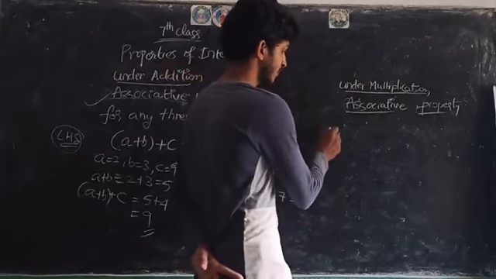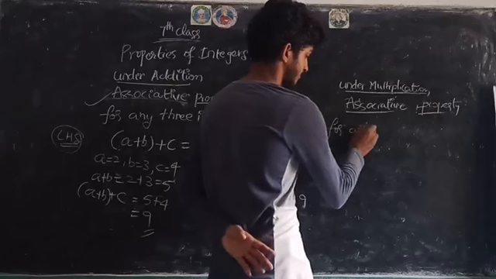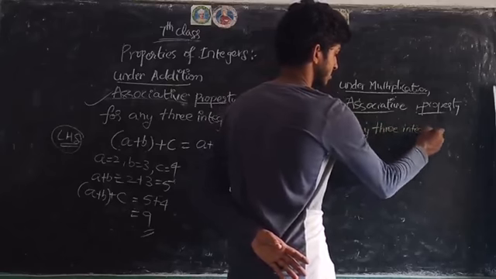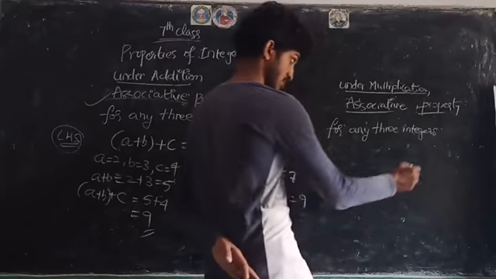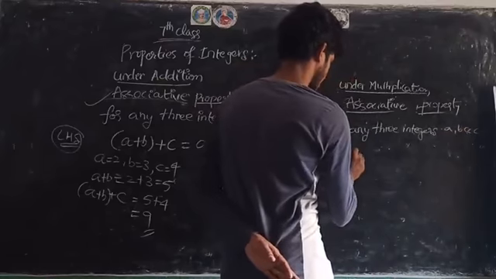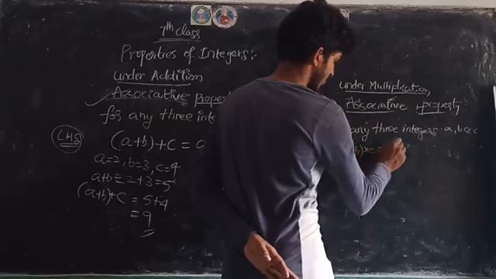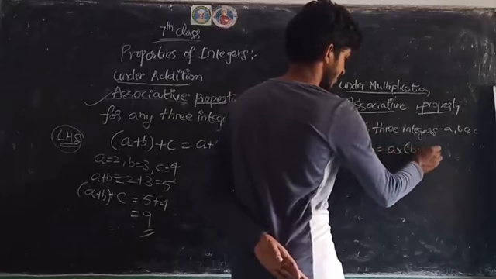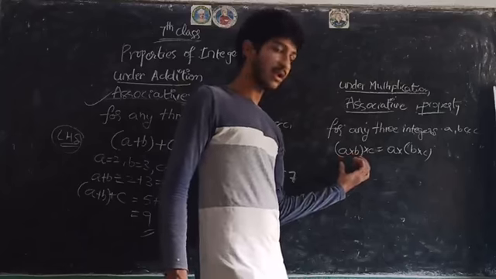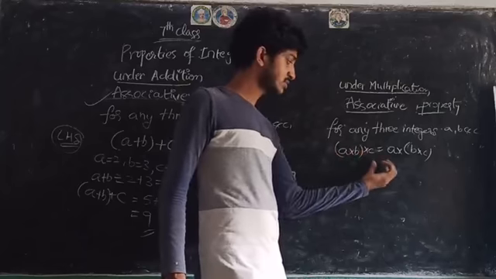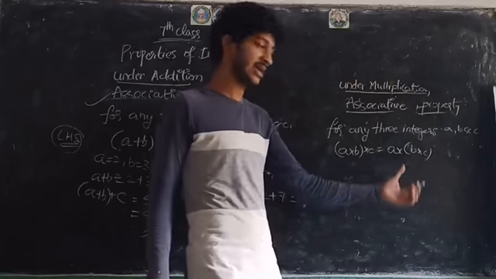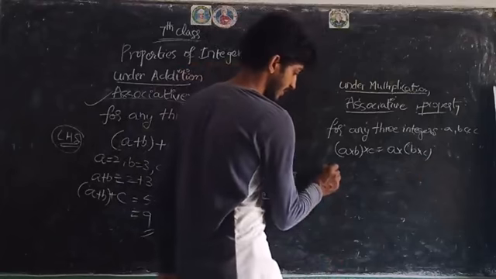Under multiplication, for any three integers a, b and c, (a into b) into c equal to a into (b into c). In this we have to multiply first a and b, and we have to multiply that product with c. In this we have to multiply b and c and we have to multiply that answer with a. So I am taking an example here.